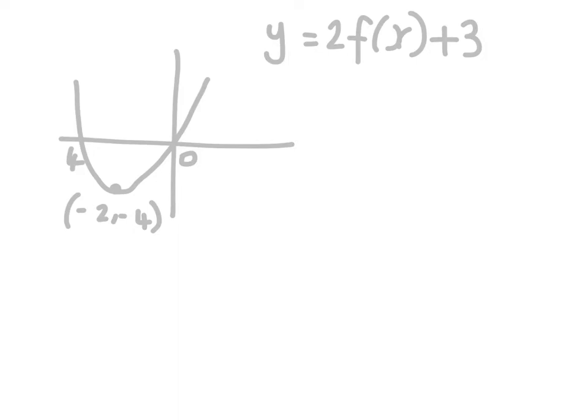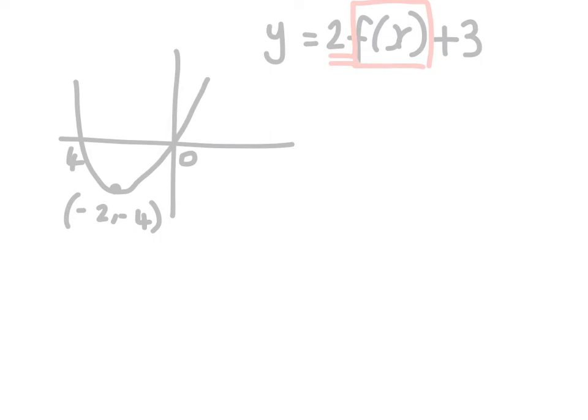Let's have a look at what's happened to this f of x, and think about the order of operations. Do you remember BIDMAS from GCSE? So, here's our function f of x. Now the first thing that's happened to it is the whole function has been multiplied by 2. Now if you remember, multiplying the whole function by 2 means it's a stretch parallel to the y-axis.